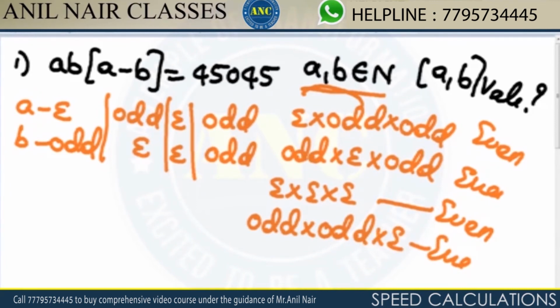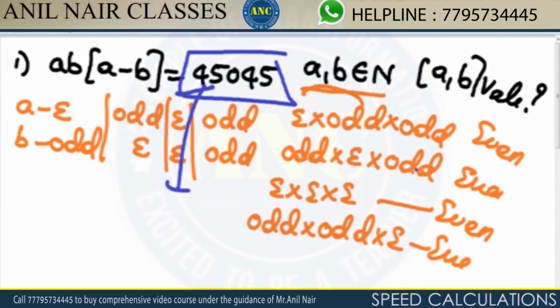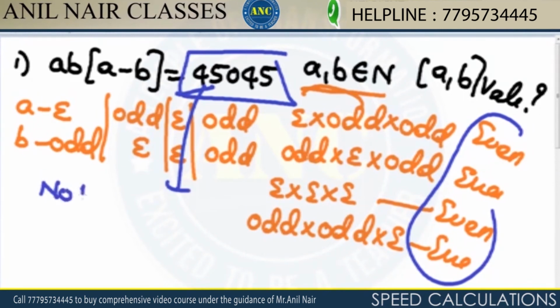The person who created this question does not even understand that silly thing, which students will identify. This is an odd number, but the right hand side is an even number. Answer is no value of x comma y exists.